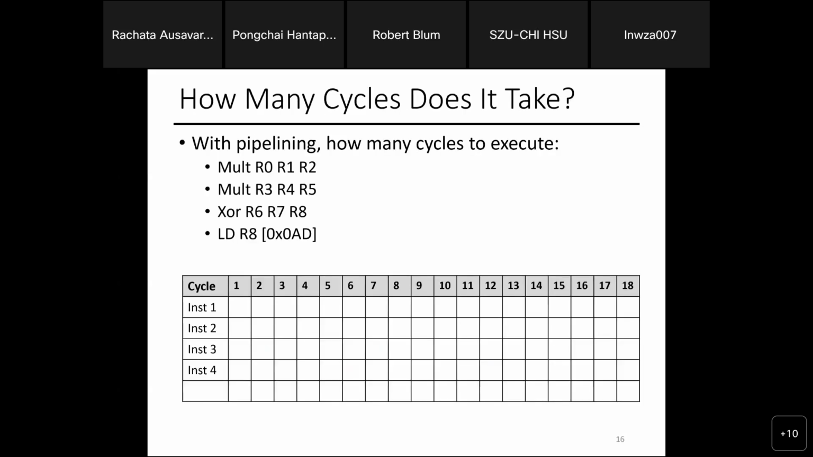You can fill in the table if you want, but basically, okay, let me fill in the table. So it's fetch, decode, E1, E2, E3, E4, and E5, right? Then memory, write back. I can fetch here, I can decode here. I cannot execute because it's busy doing the first multiply. I can only send in E1 right here.